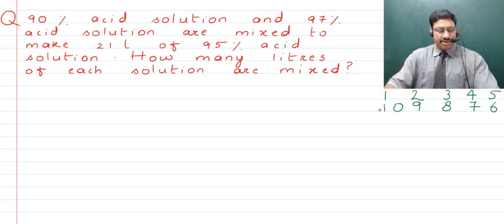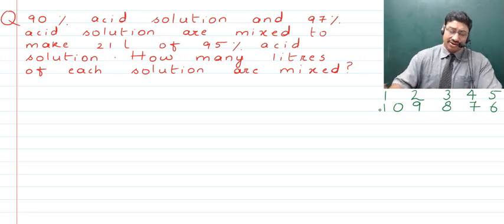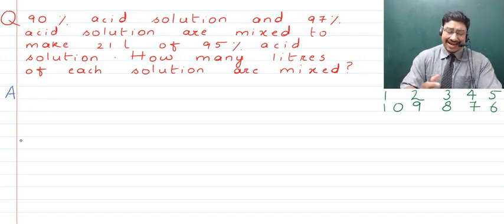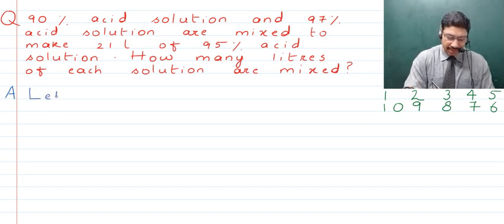Right. So children, in this question, you've been given that 90% acid solution and 97% acid solution are mixed to make 21 liters of 95% acid solution. How many liters of each solution are mixed? Here, the first assumption that we can make is that the amount of liters of 90% acid solution be x.